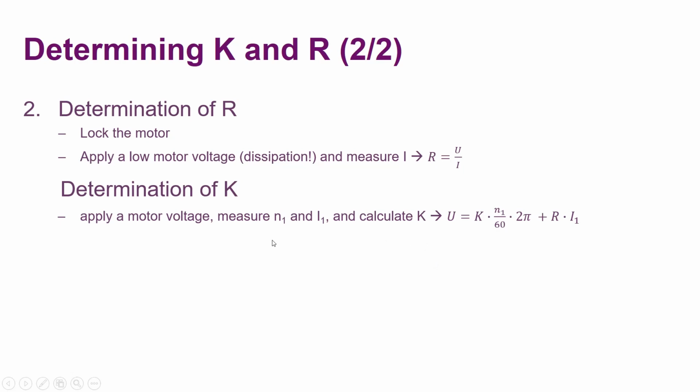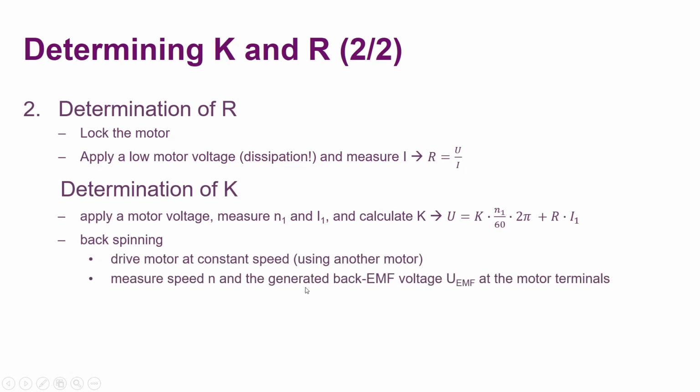We can determine the K also in another way by using backspinning. By using backspinning, you drive the motor by another motor and you measure the motor speed and you measure the motor back EMF by measuring the voltage at the motor terminals. And the motor voltage at the terminals equals the back EMF. Remember, the back EMF is K times omega. So when we measure the speed, we can calculate the K by dividing the back EMF over the omega, and the omega was equal to n over 60 times 2π. So also backspinning can be done for determination of the motor constant K.